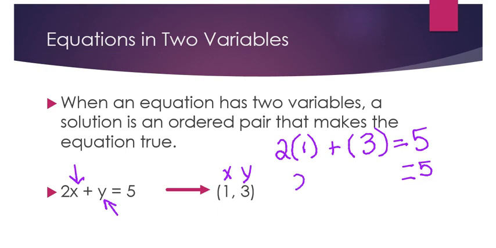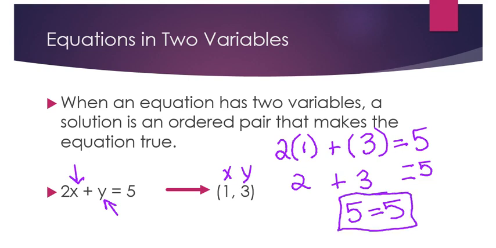So 2 times 1 gives me 2, plus there's nothing to be multiplied by 3. So 2 plus 3 is in fact 5. This is a true statement, so this means that this ordered pair is a solution for that equation.